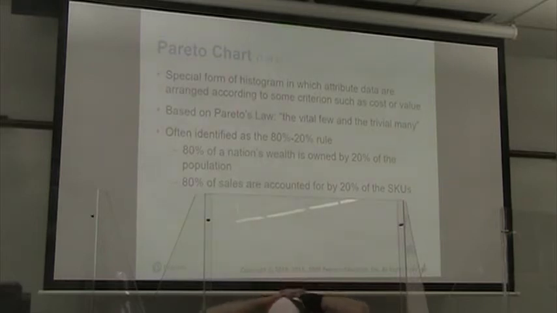The examples they give are 80% of the nation's wealth is owned by 20% of the population. 80% of sales are accounted for by 20% of the stock keeping units. Or for that matter, 80% of the sales are accounted for by 20% of the salesmen. That is a somewhat famous statistic by itself.